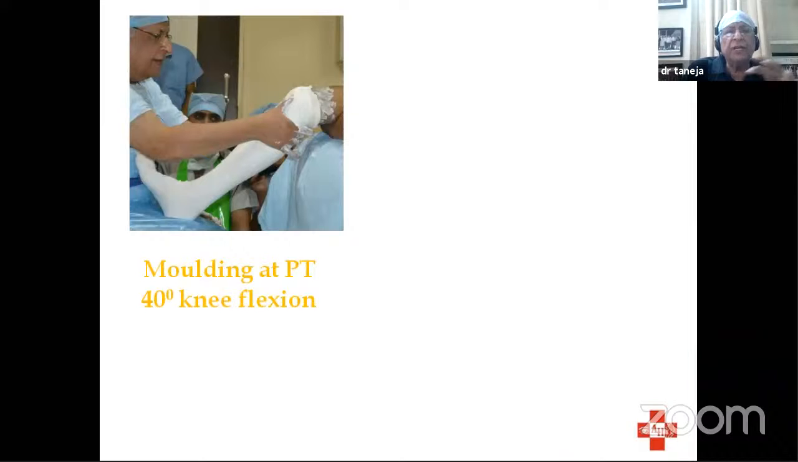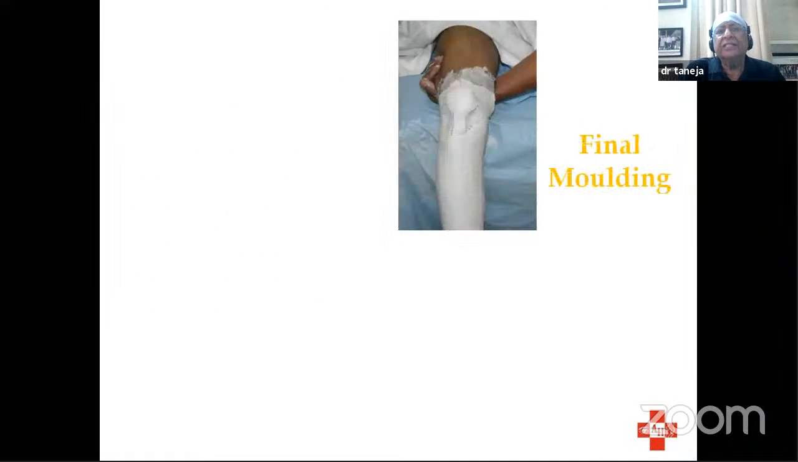That is the most important part of this thing. And when you are doing this molding, it should be done in about 40 degrees of knee flexion. That's very, very important. If you do this, then you will be able to get full flexion and full extension. Now, I'll show you that this type of beautiful molding has been done, and you feel very satisfied.